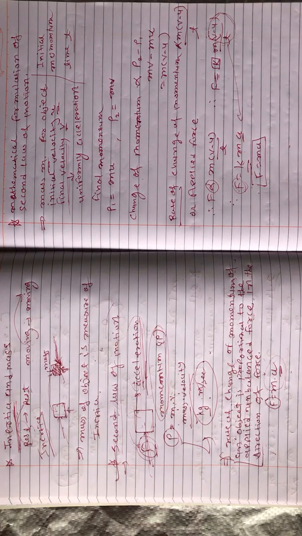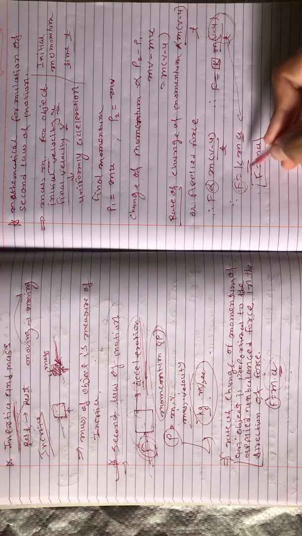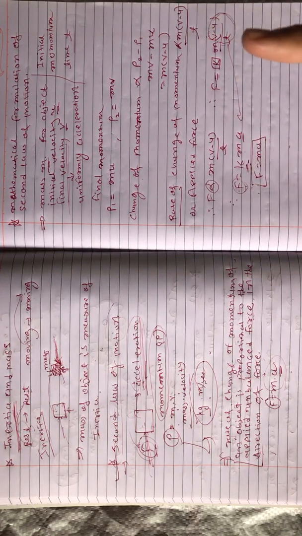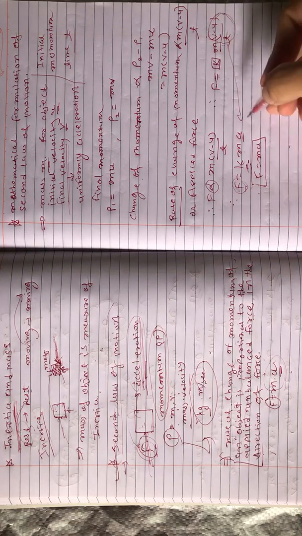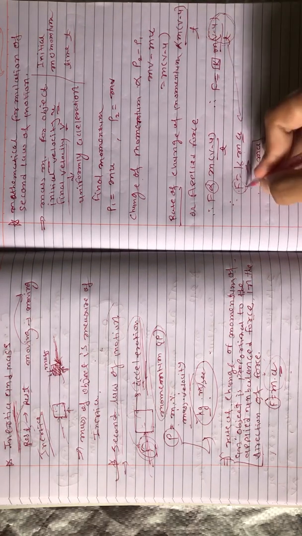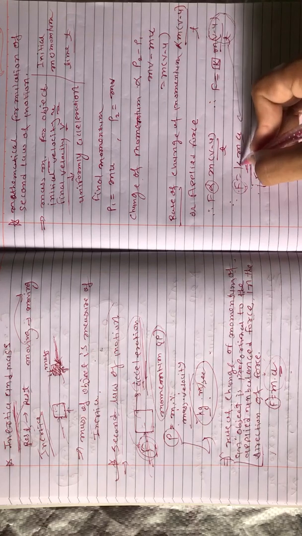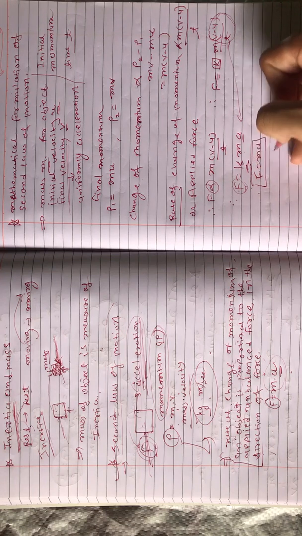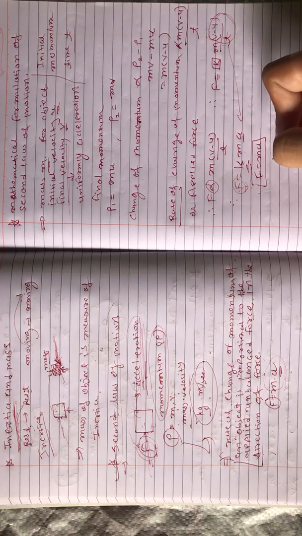F equal to ma. When force is considered one unit, mass is 1 unit, and acceleration is also 1 unit, so the value of k is equal to 1. Therefore we get the second law of motion mathematical formula, F is equal to ma.